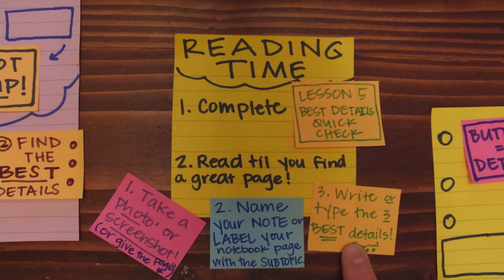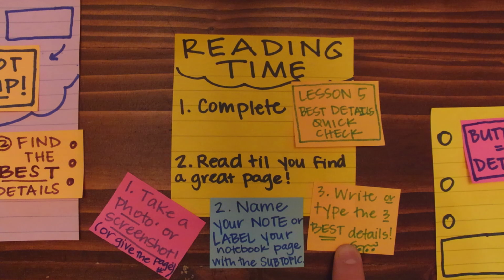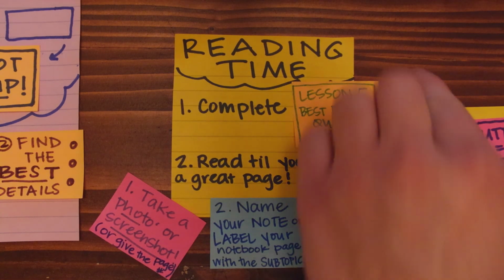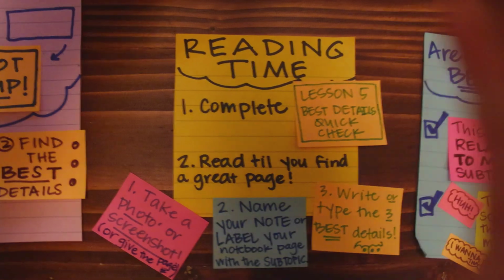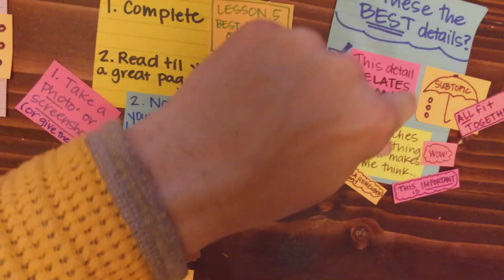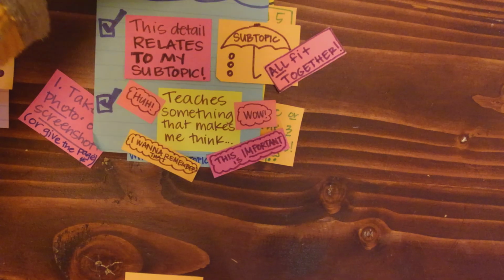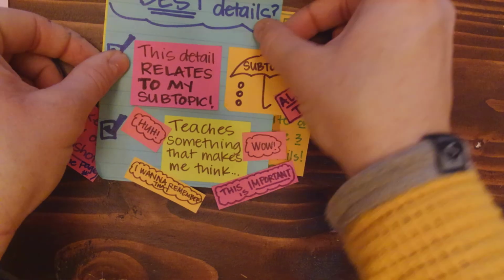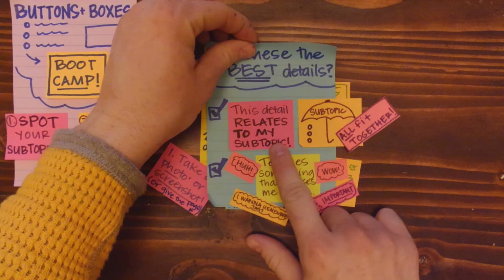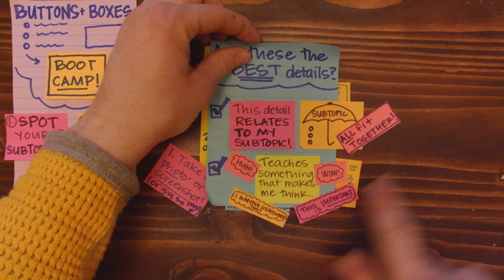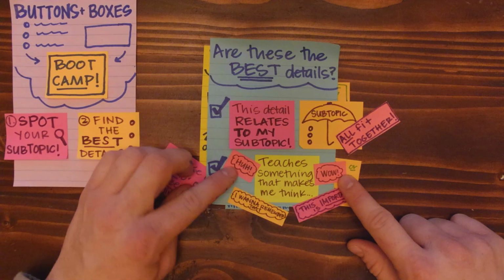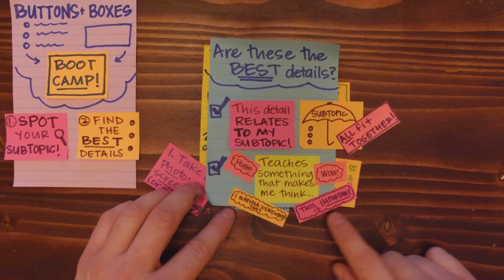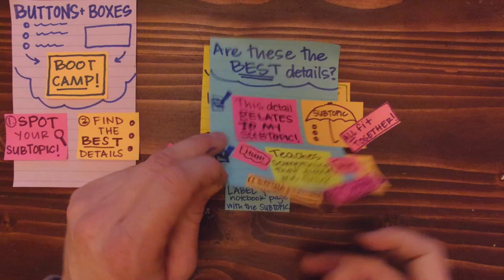Then write or type the three best details you can find, keeping in mind that these details should relate to your subtopic. Oh, this is not my best work. They should relate to your subtopic and all fit together and teach you something that makes you think, huh, or wow, or this is important, or I want to remember that.